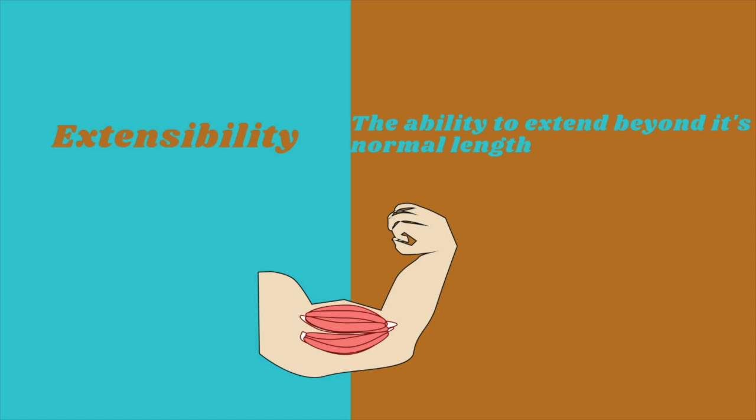This is the ability for your muscle to go beyond its normal length, so it can stretch, and after it's stretched, it can return to its resting length. If it didn't return to its resting length, you'd be left with a muscle that's too long for your limb. So it has the ability to return to that length.